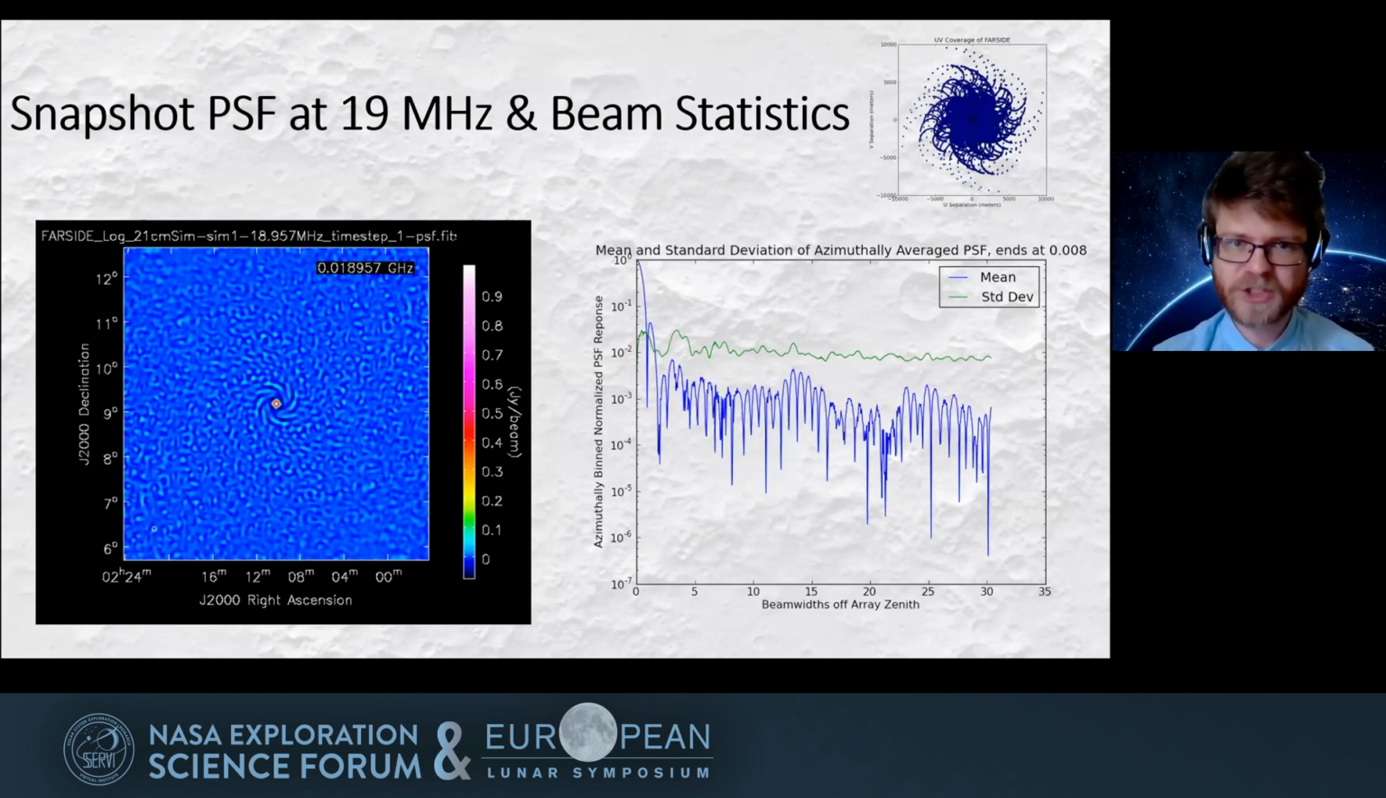So that gives us better sensitivity for having more shorter baselines. And so just looking at the point source function or the recovered dirty beam for a snapshot of this array, you can see on the right here that the side lobes are below 1% as you move far away from the main central beam.